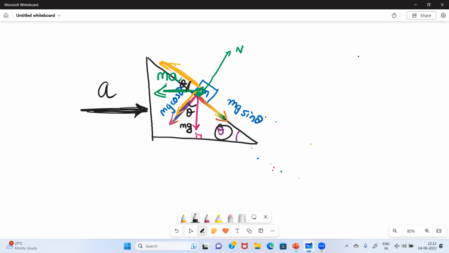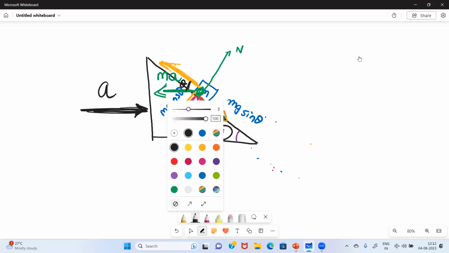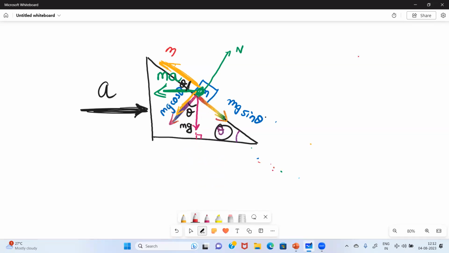Now once you are done with this, then you can write the components. So MA can be written as what? 2 components. So along that direction, what is it? MA cos theta. Along the down direction? Yes.